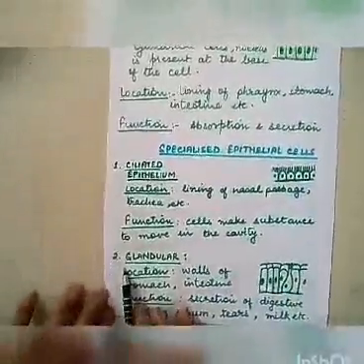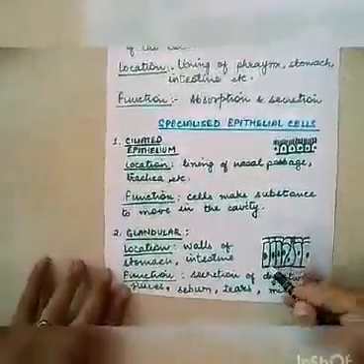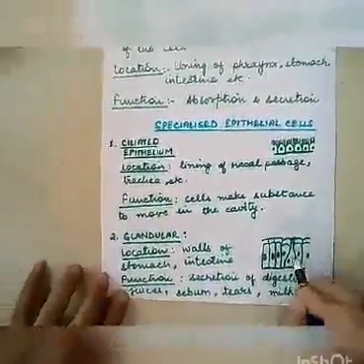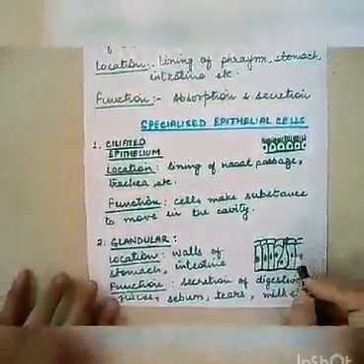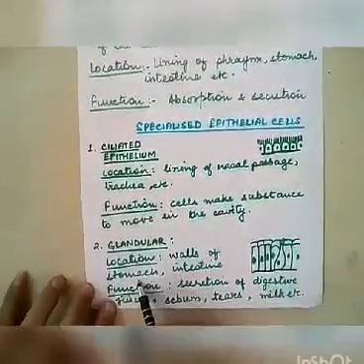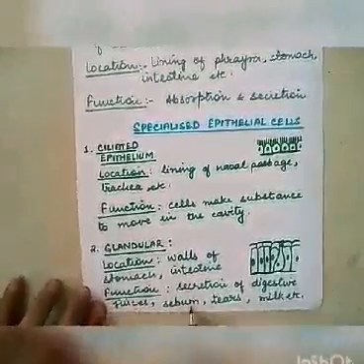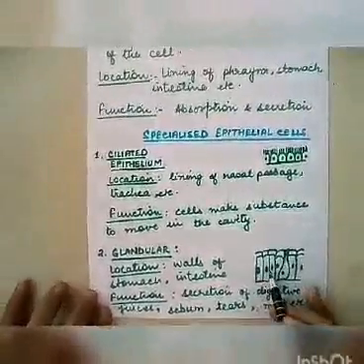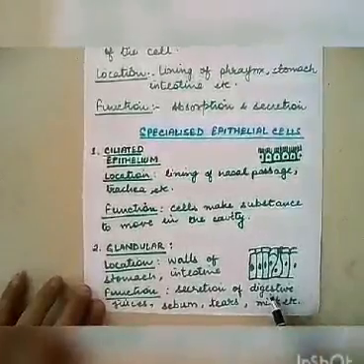The second type of specialized epithelial tissue is the glandular. You see it is present in between the columnar epithelial cells, and as the name suggests, it acts as a gland. It secretes hormones or digestive juices. They are present on the walls of the stomach and intestine. Their function is secretion of digestive juices, sebum, tears, milk.